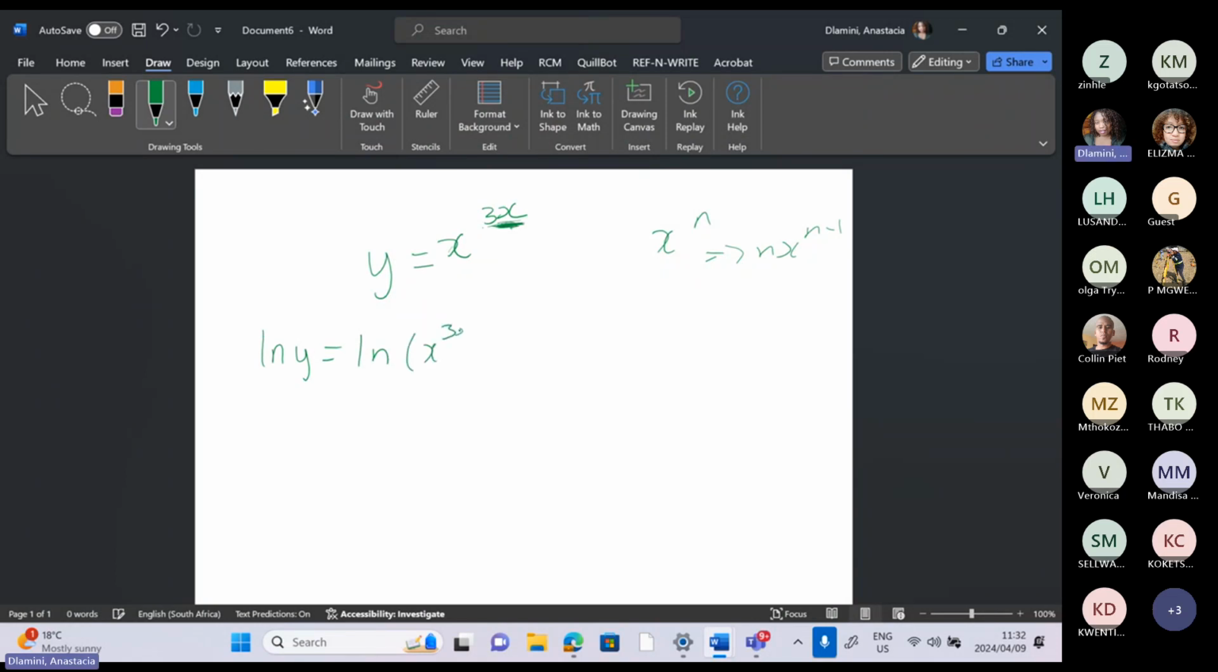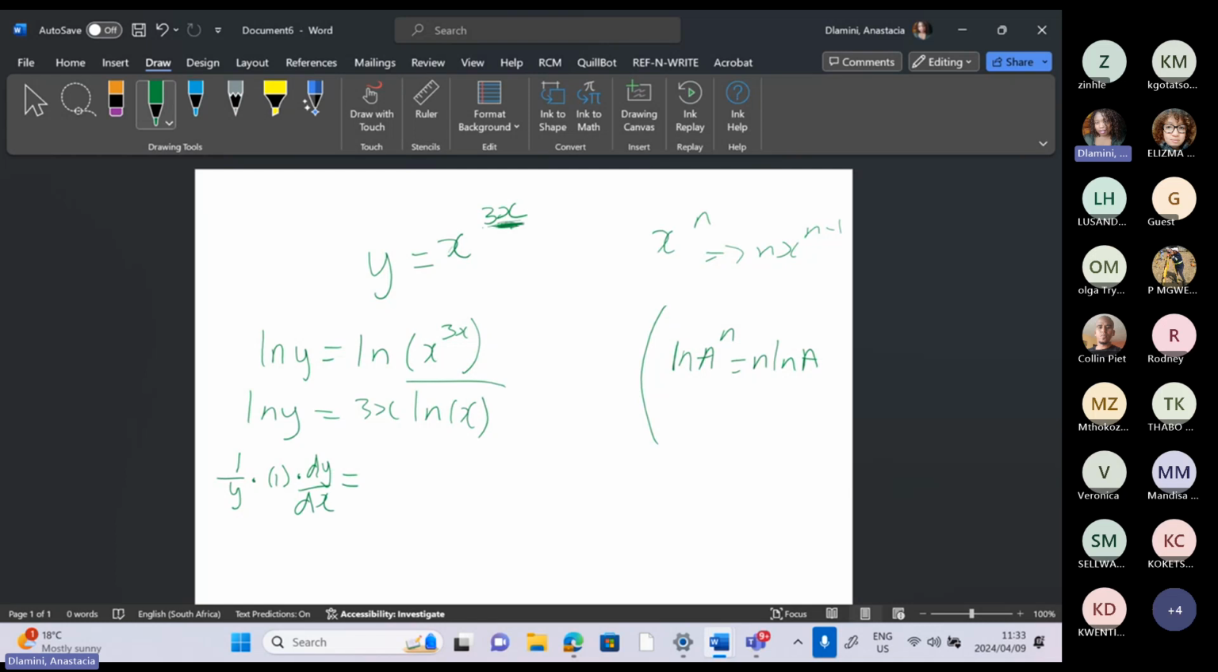ln y equals ln of x to the power of 3x. And then we simplify. Now this rule, we know that if we have ln of a to the power of n, this is n ln of a. So let's use that rule. So this is 3x ln of x. Now differentiate both sides because we are done simplifying. So this is 1 over y times the derivative of y, which is 1, because we differentiated y, so we multiply by dy over dx.